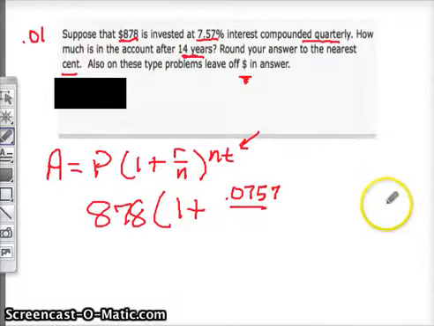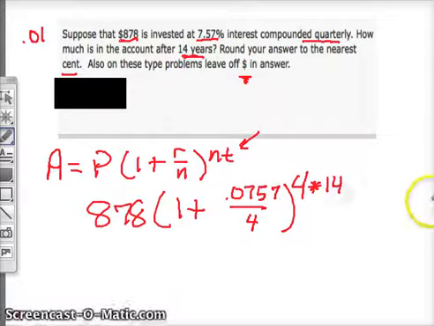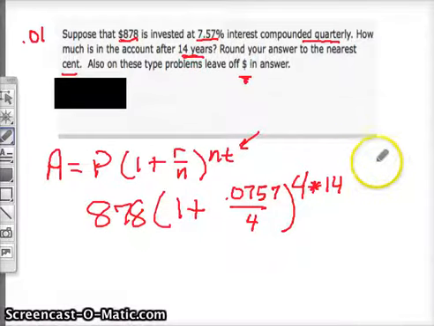And now it says compounded quarterly. Well, how many quarters are there in a year? 4. Okay, and then 14 years. Well, it's 14 years times 4 quarters. Now, you will not understand that totally unless you go back and look at my compound interest video. That will also help with your financial health as well, but that's a topic of conversation for another day.